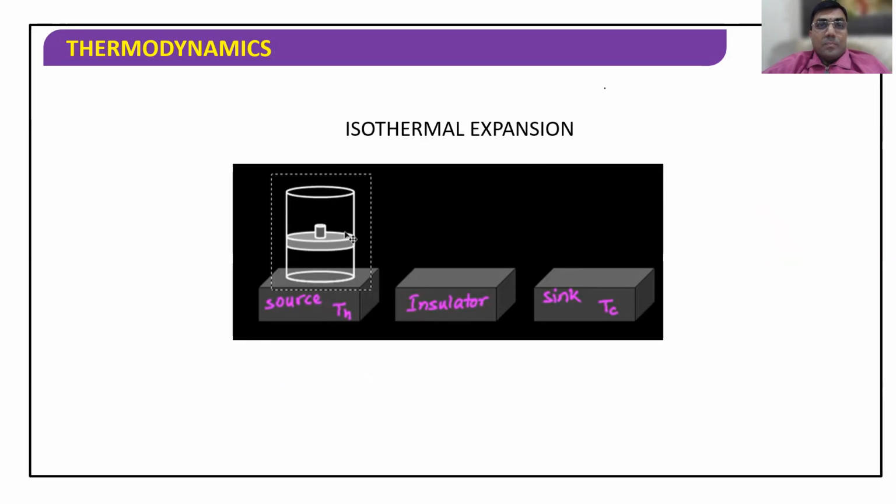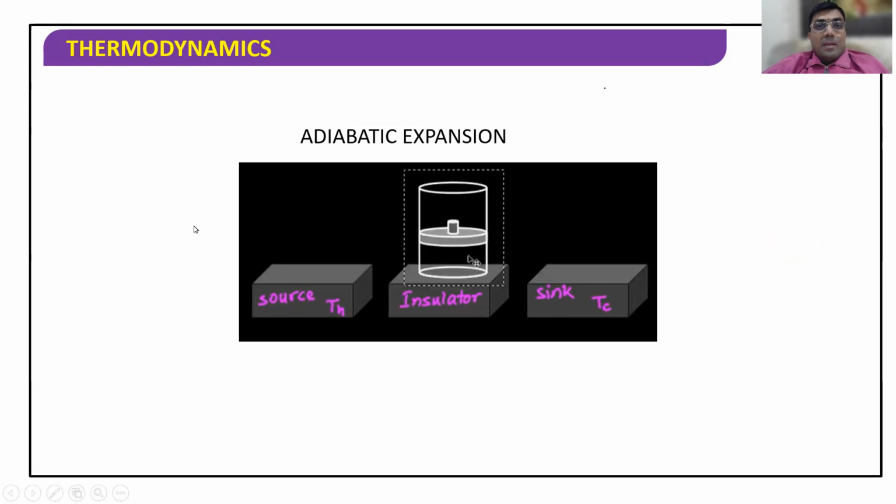Next, I want to do adiabatic expansion. I keep this on insulator, because these are now adiabatic. Heat cannot be transferred. Do you agree or not? Yes, sir. Heat cannot be transferred, because heat cannot be transferred on these walls. And here also heat cannot be transferred.